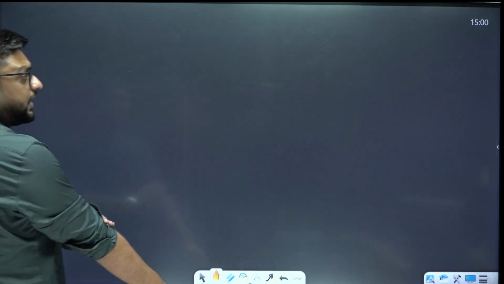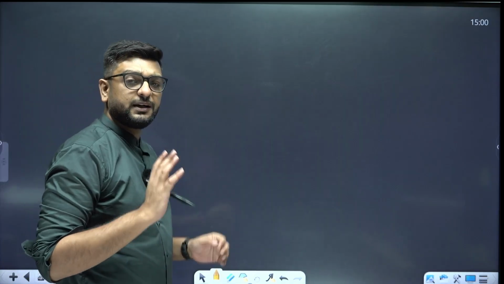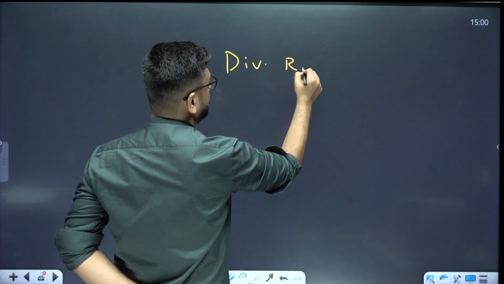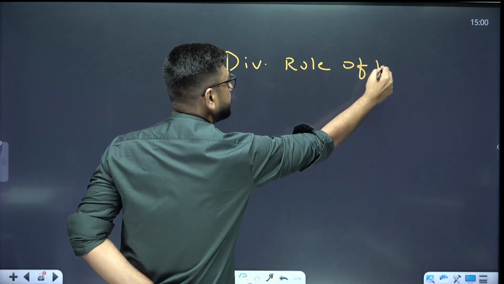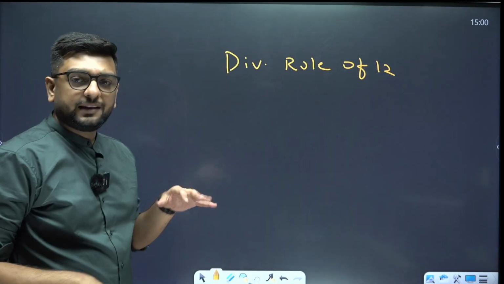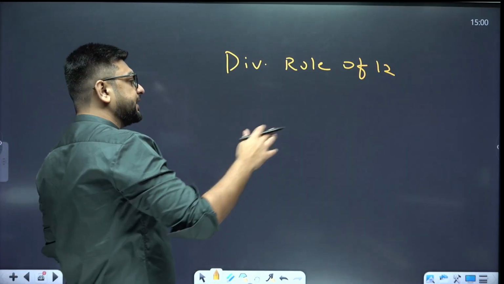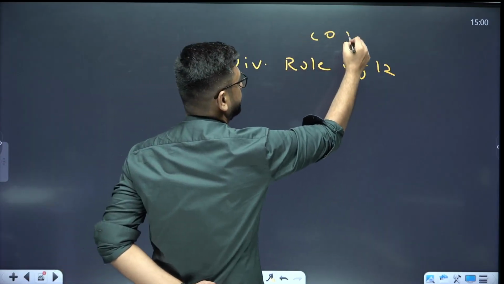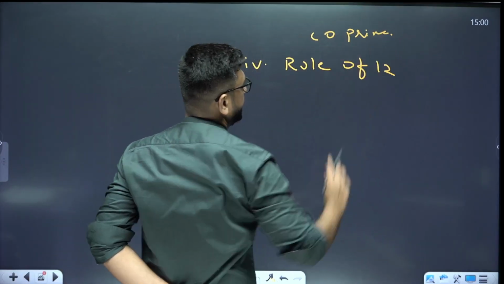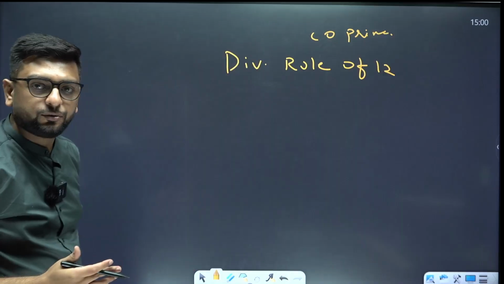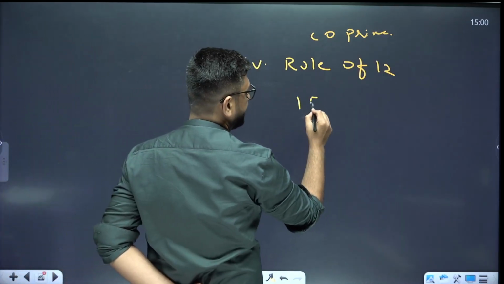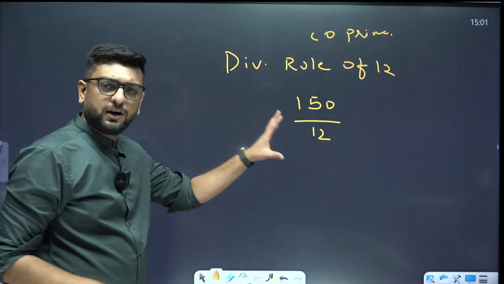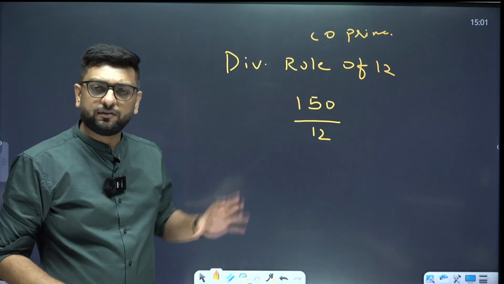One thing I haven't discussed is divisibility rule of 12. Either it is divisibility rule of 12 or any other number, we have to understand that the concept of co-prime comes into the picture. What most of the students do is, let's suppose I say 150, and I divide it by 12. This is a very small number; you can see that it is not divisible by 12.